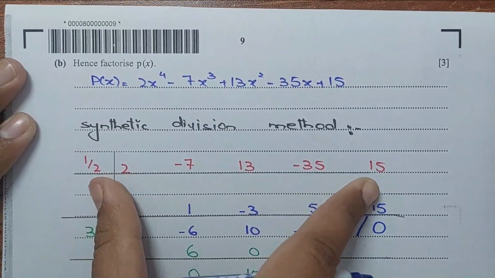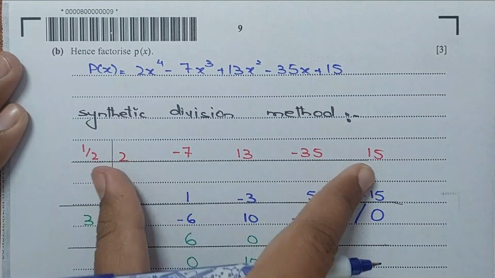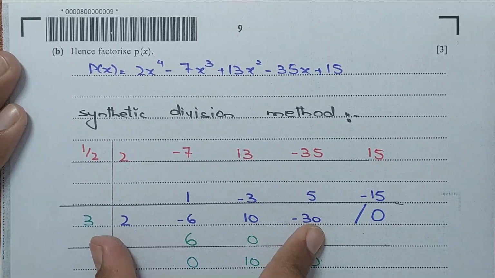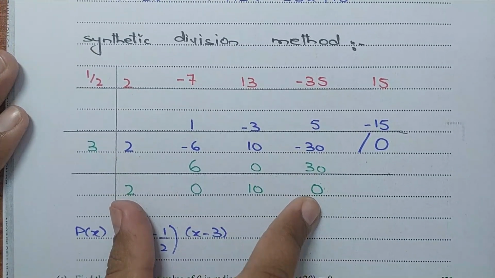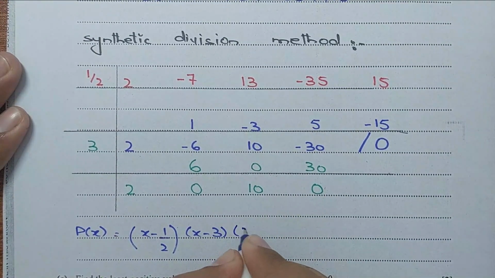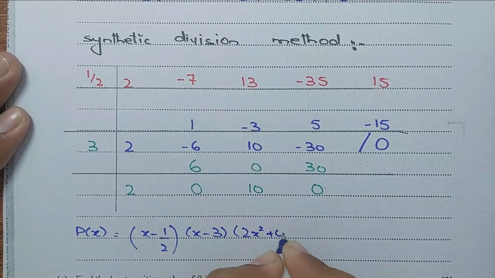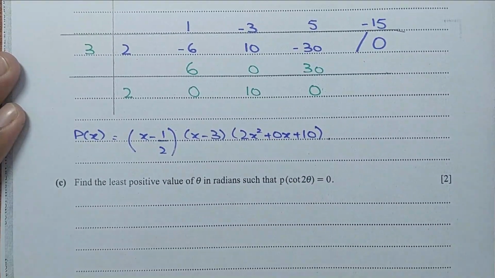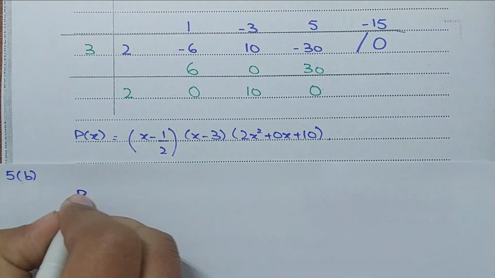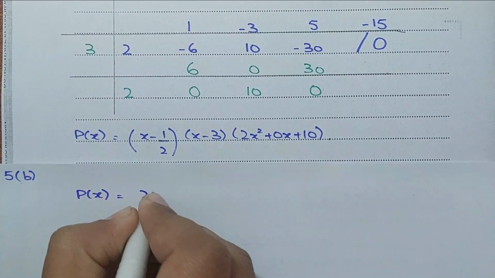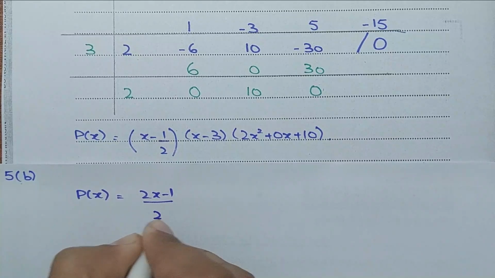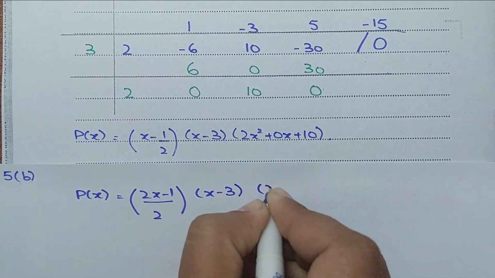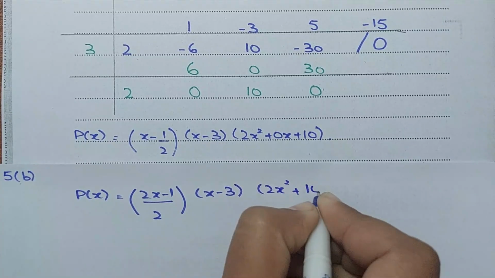So this is the polynomial of degree 4. When we apply synthetic division once, this is a polynomial of degree 3. When we apply it one more time, now this is a polynomial of degree 2. Now this is 2x square plus 0x plus 10. Okay, let me factorize it. Now the polynomial P of x is 2x minus 1 divided by 2, x minus 3, 2x square plus 10.